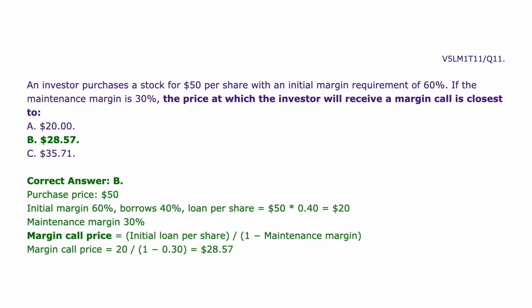Remember, a margin call uses only the maintenance margin, 30%, not the initial margin, 60%. The call price is always lower than the purchase price when margin is used.